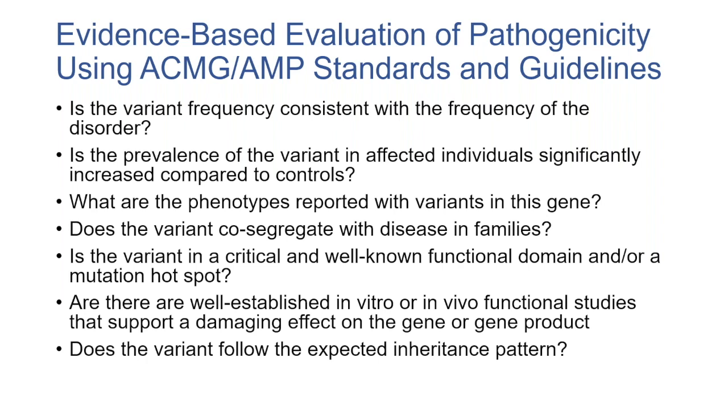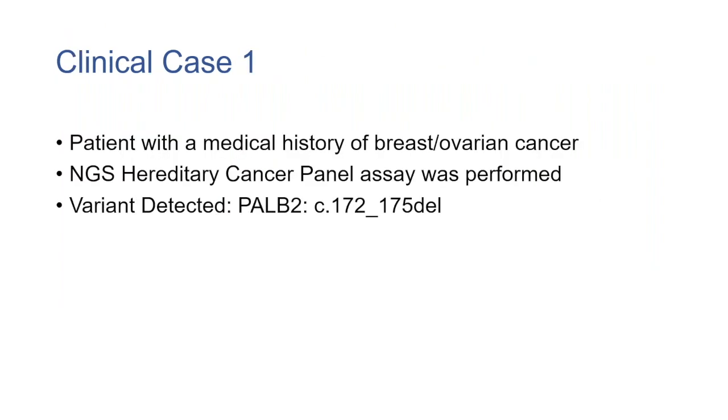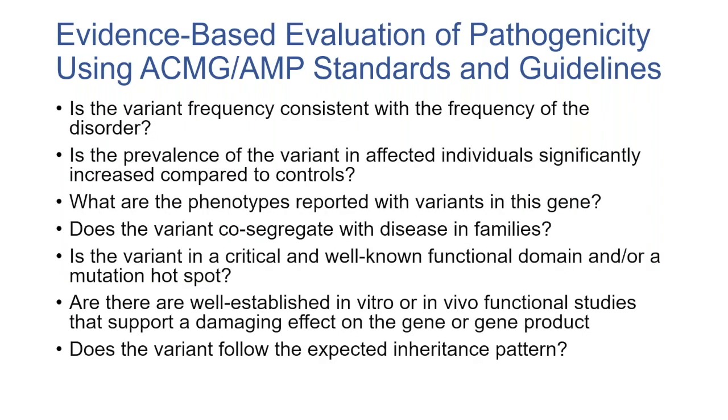Is the prevalence of the variant in affected individuals significantly increased compared to control? So is there any case control data? What are the phenotypes reported with variants in the gene? Do they match the patient I'm looking at? Are they related? Does the variant co-segregate with disease in the family?